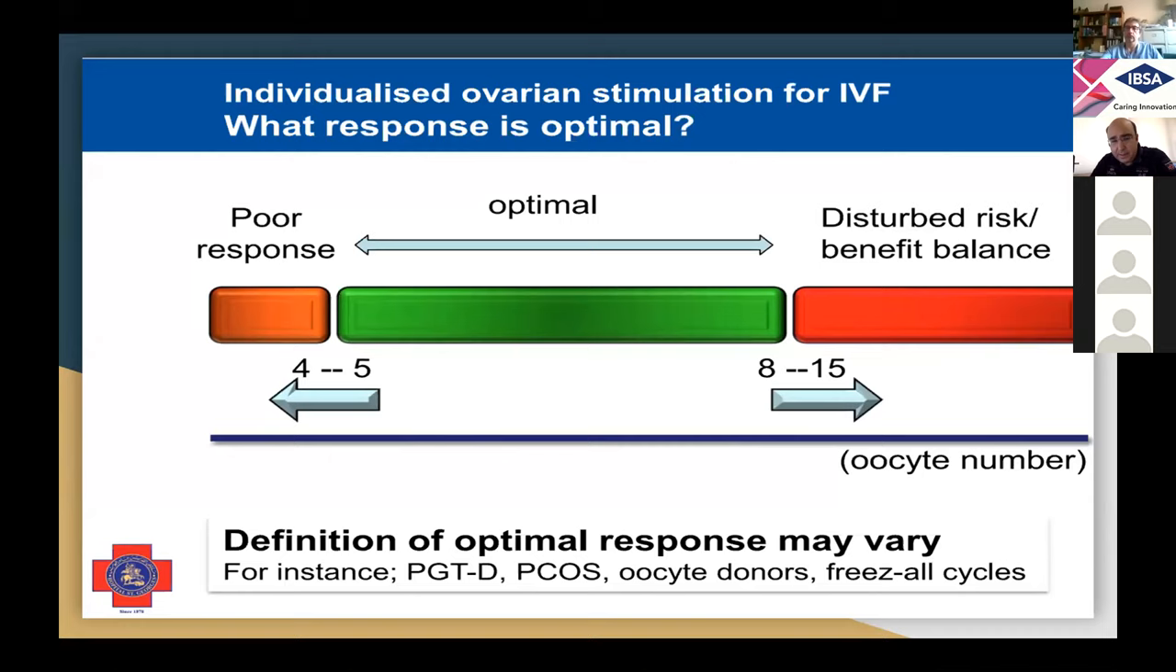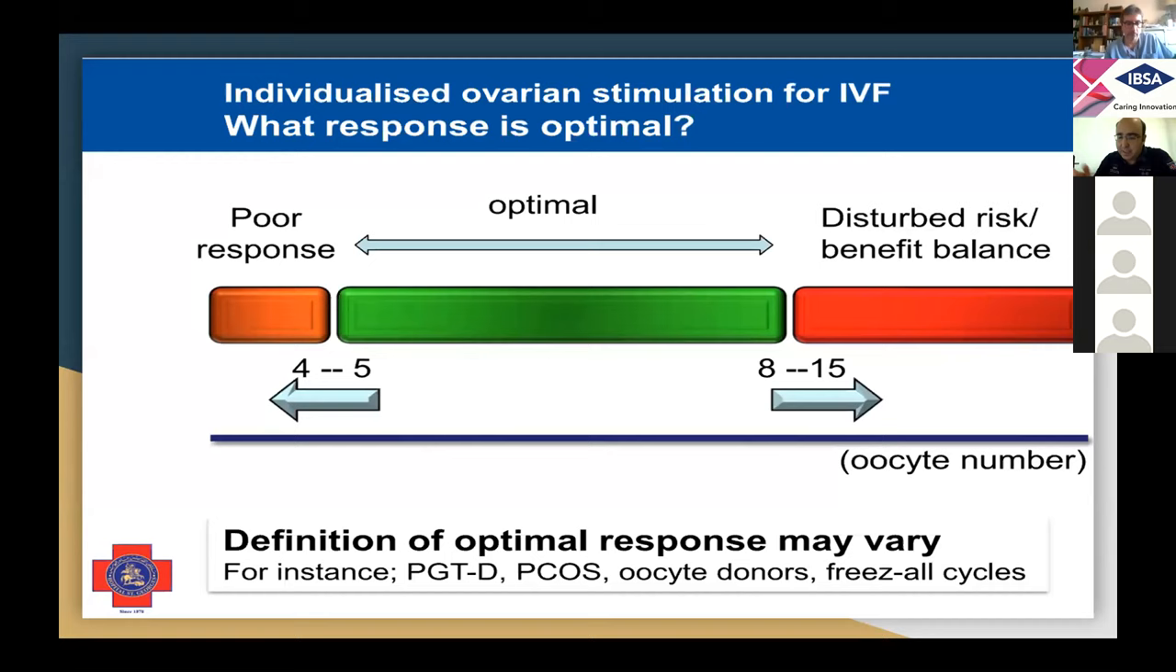But don't forget that the definition of optimal response may vary. It could change because of the indication, because of the cases. For example, the optimal response of PCOS is not the same as the poor responder or the normal responder. When we have a PGD, when we have oocyte donor, etc.